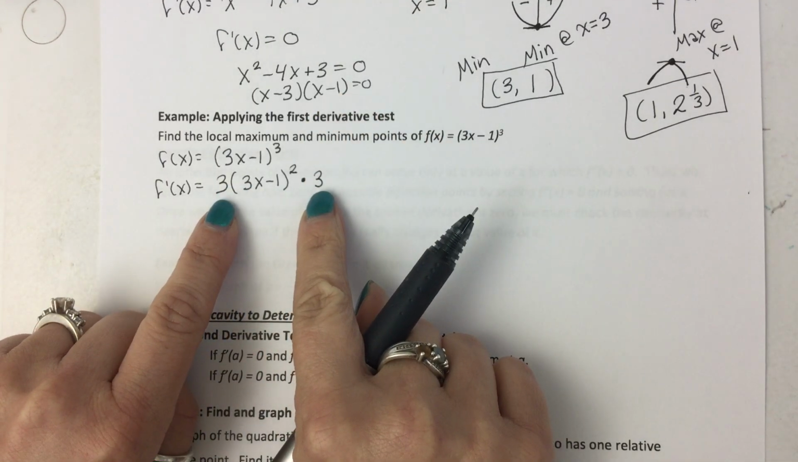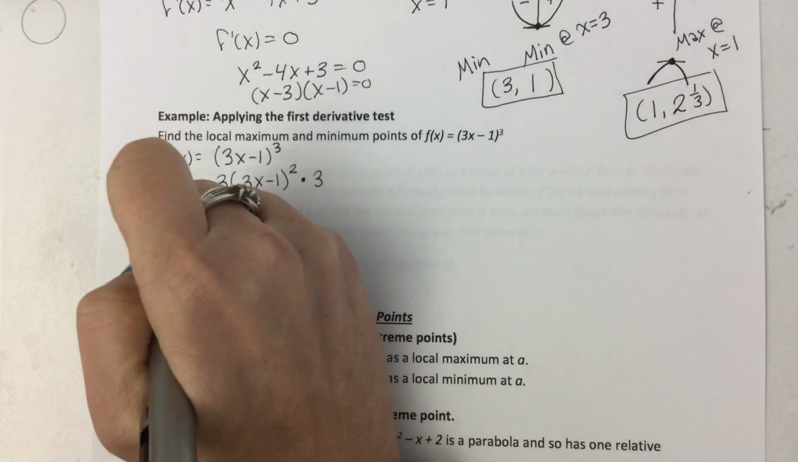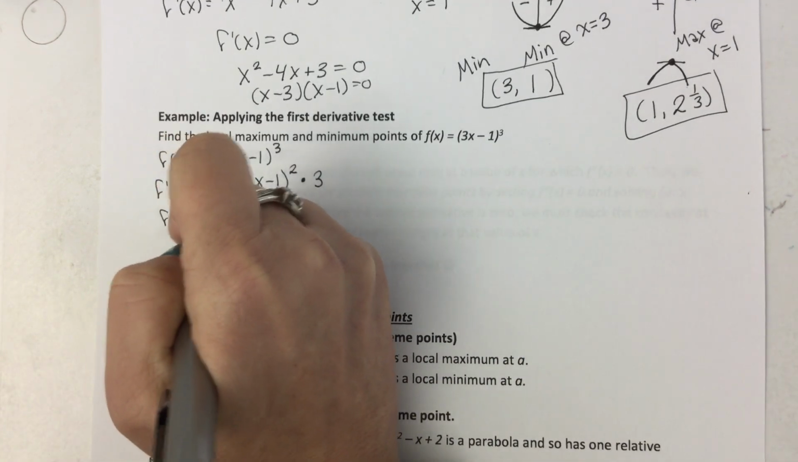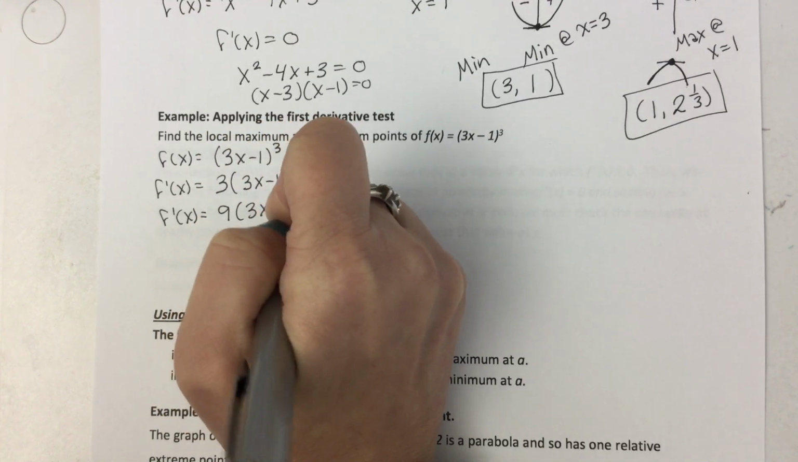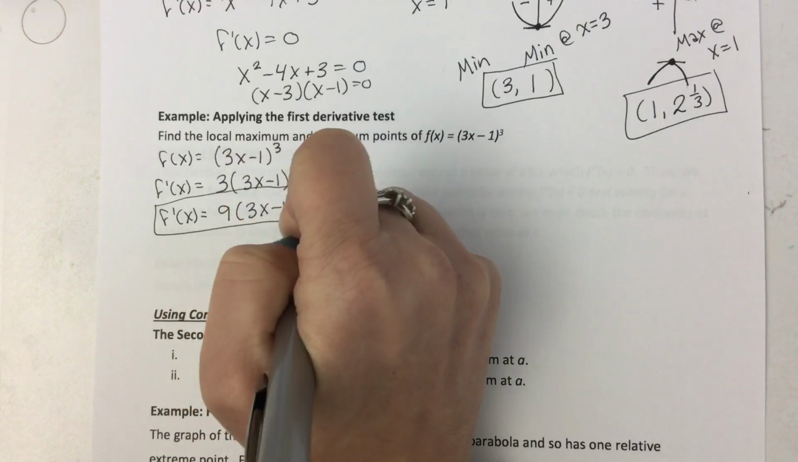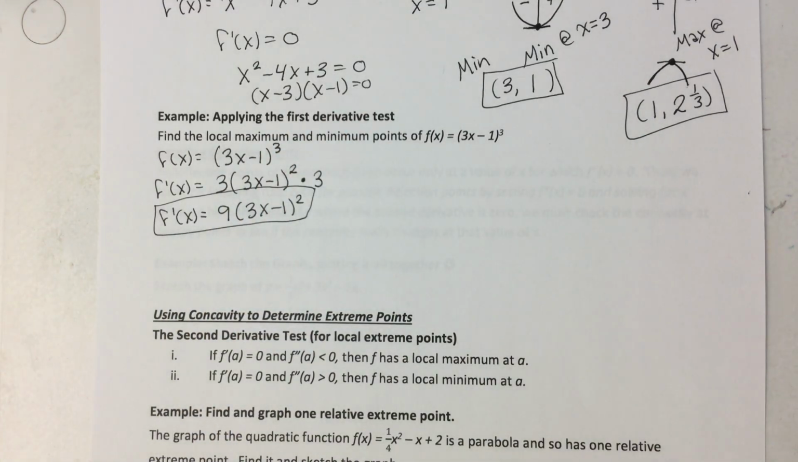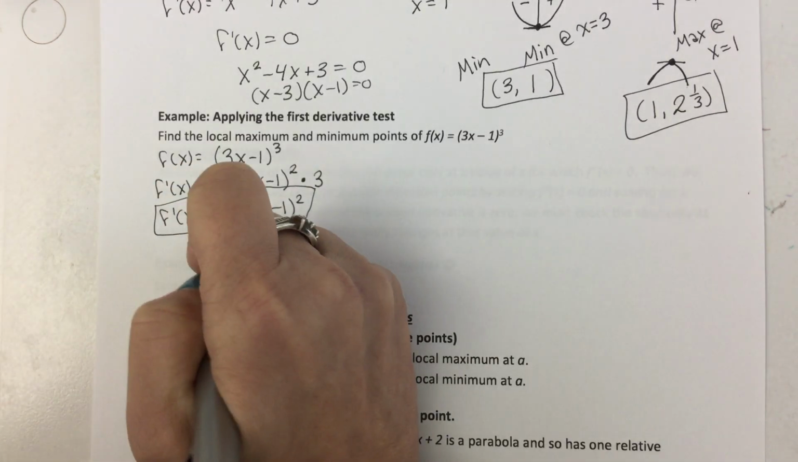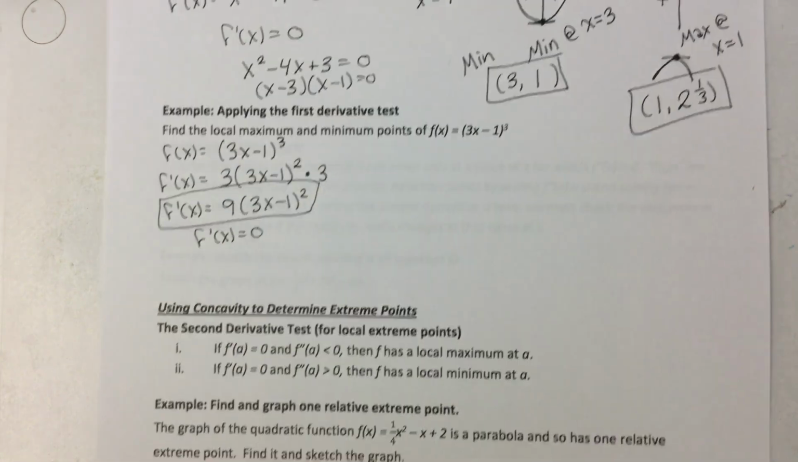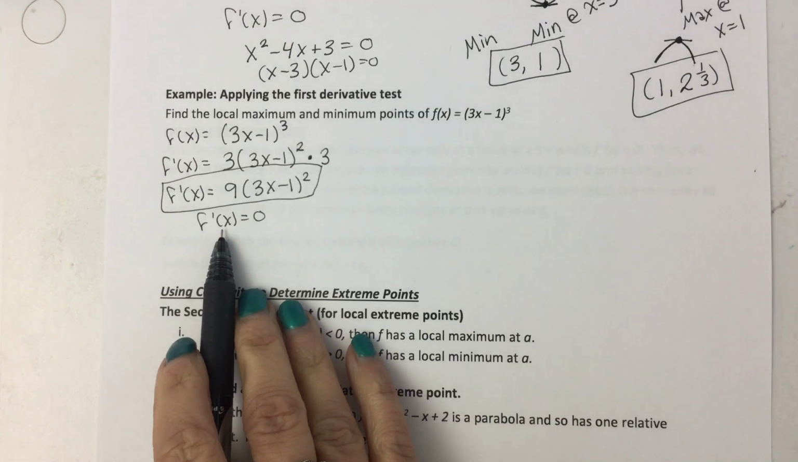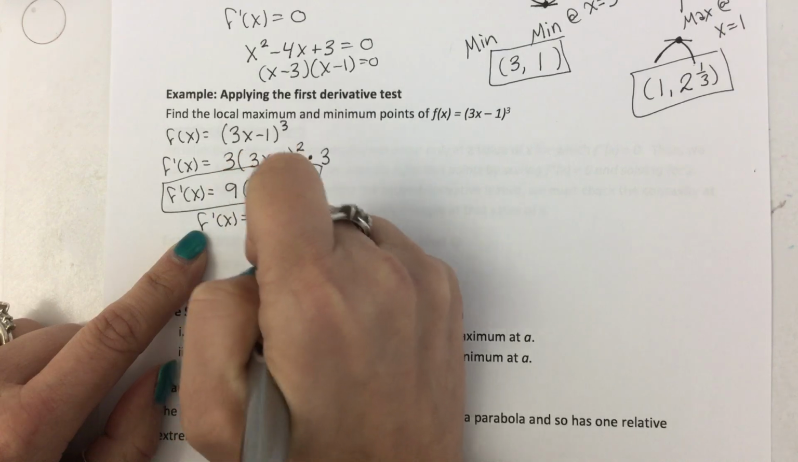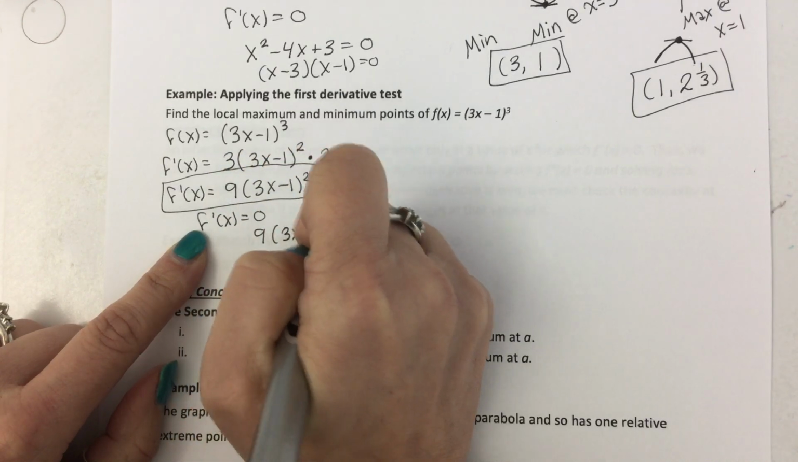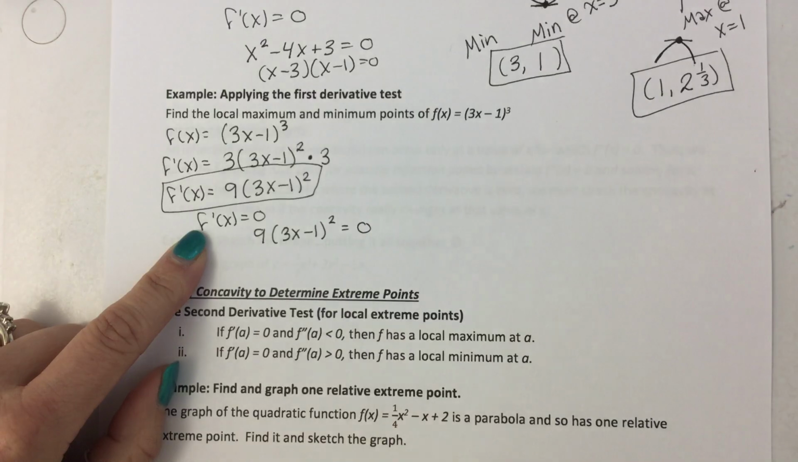Now I can go ahead and multiply these two. So I would have the first derivative, 3 times 3 is 9, 3x minus 1 squared. So there's the first derivative. If I am trying to find maximum and minimum points, what I need to do is take that first derivative and set it equal to 0. We want to know when the slope is 0. So I go ahead and 9 times 3x minus 1 to the power of 2 equals 0.